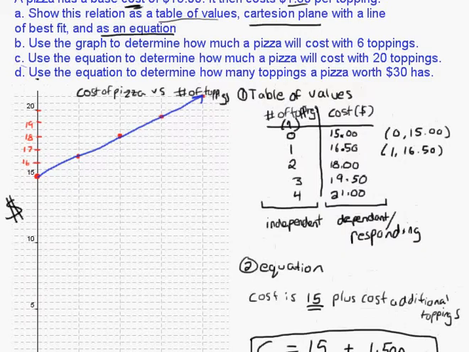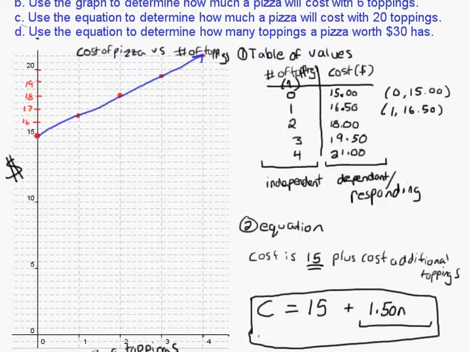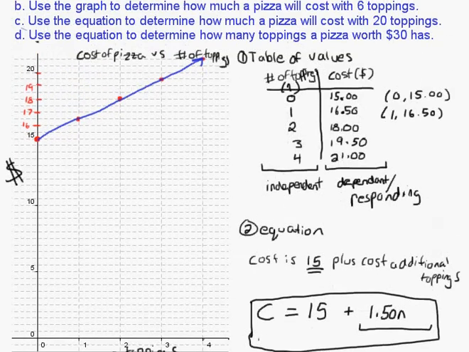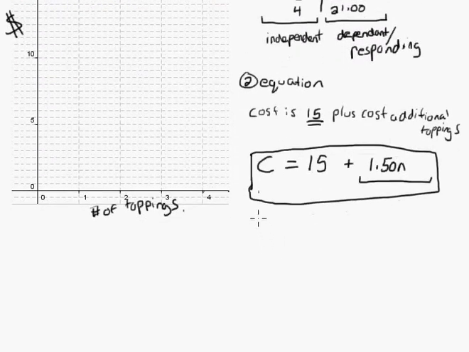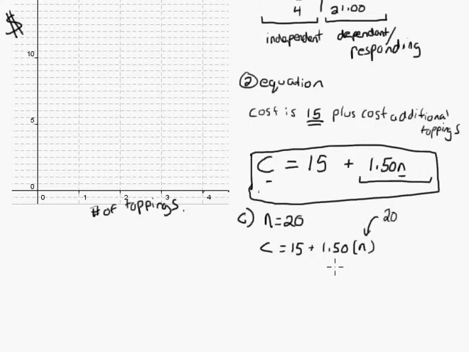The next question says use the equation to determine how much a pizza will cost for 20 toppings. So for letter C, we know that there's 20 toppings, so n is equal to 20, because remember, n stood for the number of toppings and C stood for the cost. You substitute that into the equation. So C is equal to 15 plus 1.50 times the number of toppings, which is n, but you know n is 20, so you get C is equal to 15 plus 1.50 times 20.